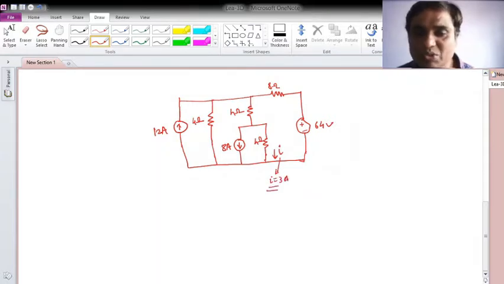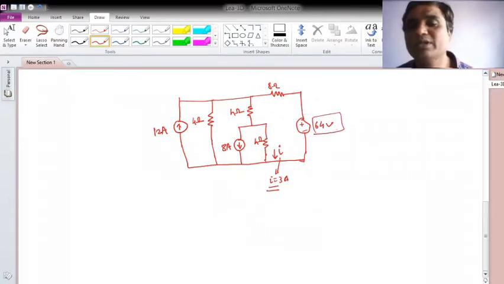So in order to achieve this current equal to 3 ampere, what should be the value of the voltage source I can connect here? So this is kind of a design problem. Okay, so let us solve it.